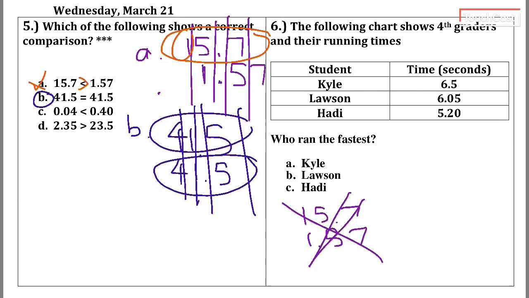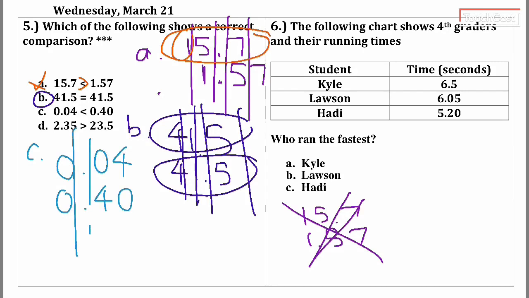Let's look at C. Let's see if any of the kids who didn't watch the video catch on. 0.04. Remember to line up the decimals. 0.40. Lining them up. Which decimal is bigger? Well, in the ones place, they're both the same. In the tenths place, the 4 is bigger than the 0. Okay, so it's facing the right direction. C is also correct.